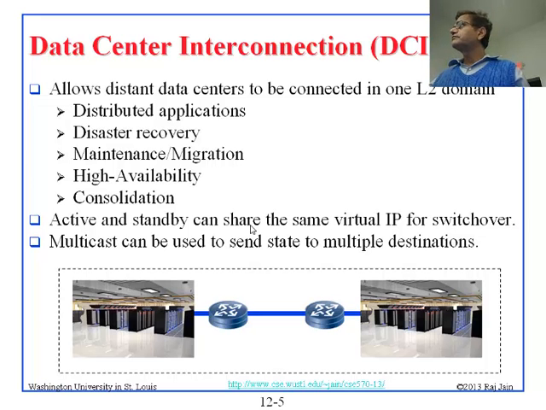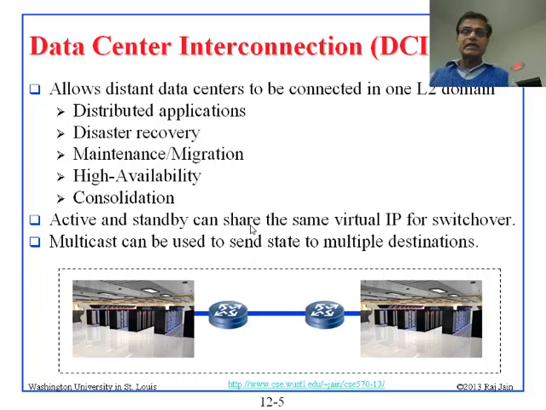And that way, when you move, they can use the same IP. They don't have to worry about changing the IP. And multicast can also be used to different destinations. So this is the data center interconnection problem.